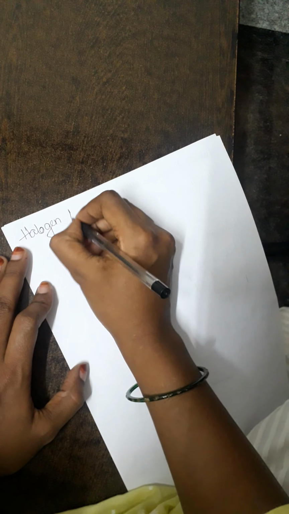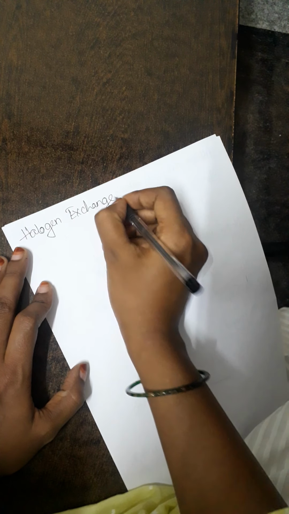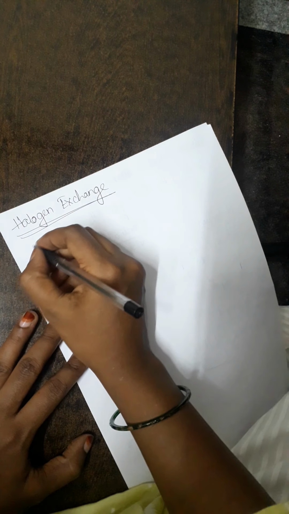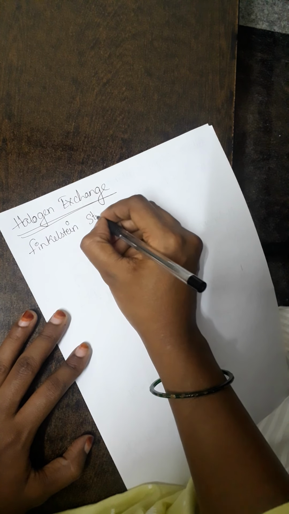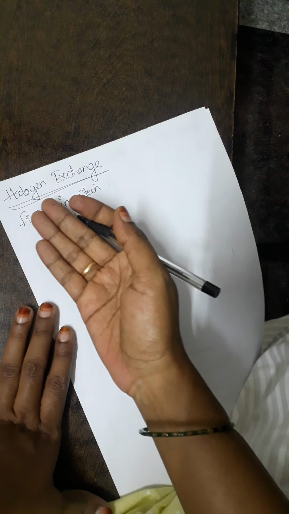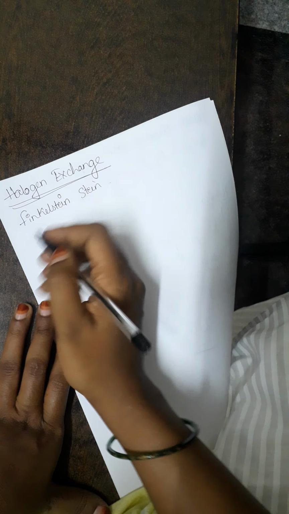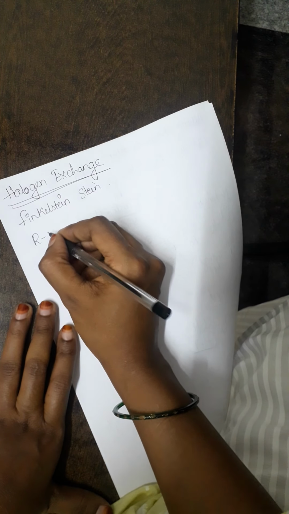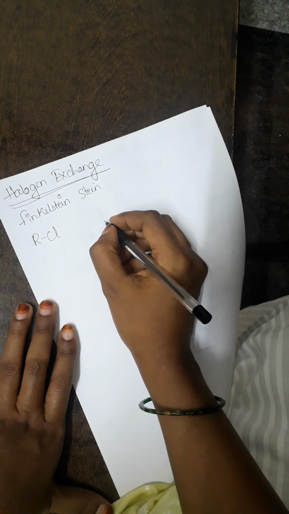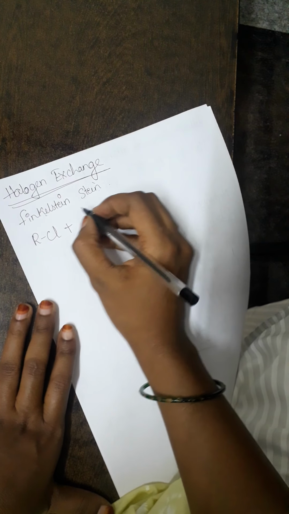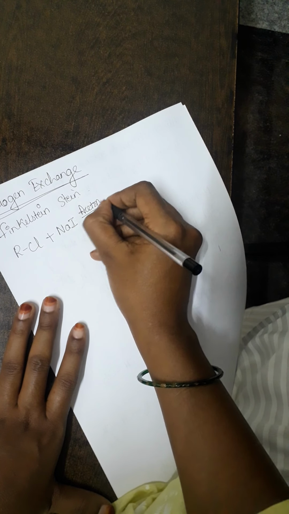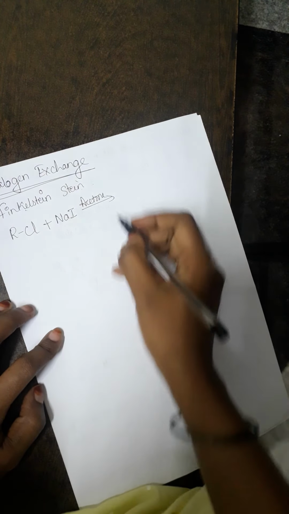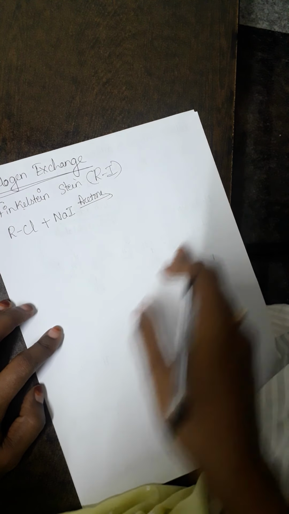The last one is the halogen exchange method. This is very, very important because here you will be studying two name reactions. The first one is called the Finkelstein reaction. The word itself is telling halogen exchange. That means I have to take a substrate which already has one halogen. So let us take RCl. In the Finkelstein reaction, we make it react with NaI in the presence of acetone as a solvent. The Finkelstein reaction is the best method to prepare alkyl iodide.